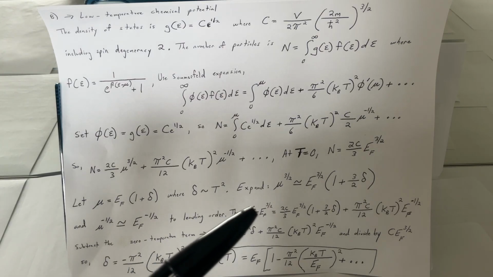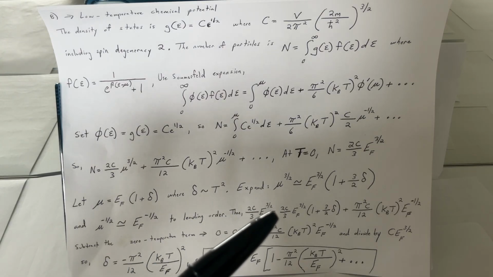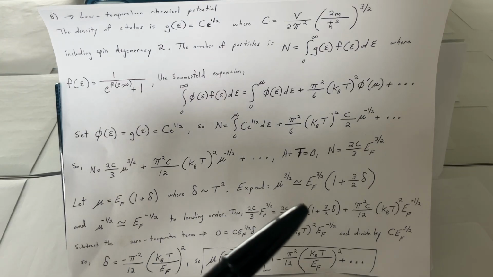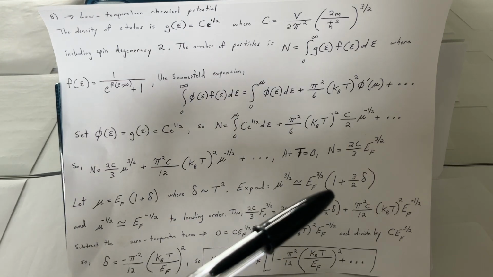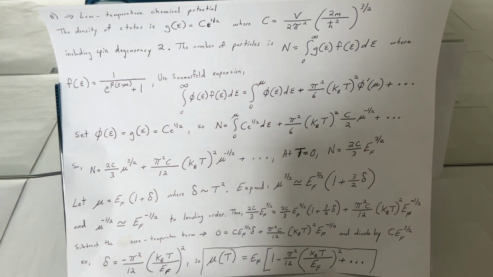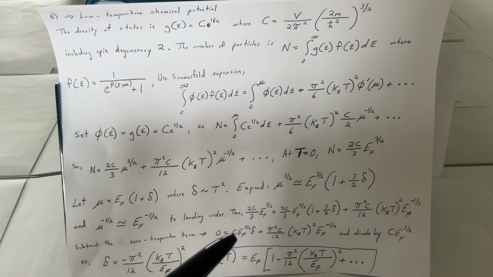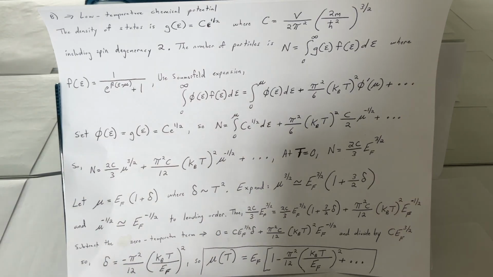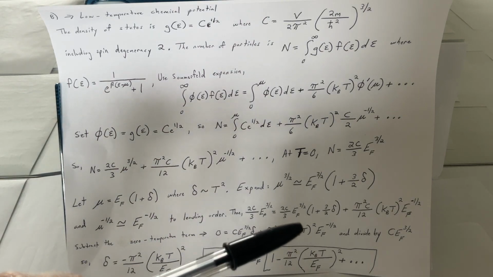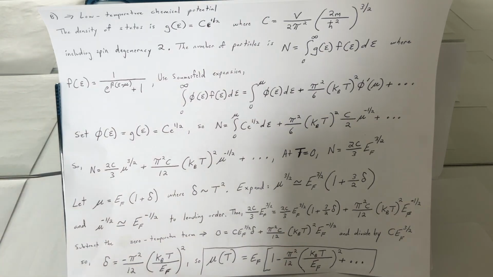Then with 2c over 3 E_F^(3/2) equals 2c over 3 E_F^(3/2) [1 plus 3/2 delta plus pi squared c over 12 (k_B T)^2 E_F^(-1/2)]. So from here, we subtract the zero temperature term. So we say 0 is equal to c E_F^(3/2) times 3/2 delta plus pi squared c over 12 (k_B T)^2 E_F^(-1/2).